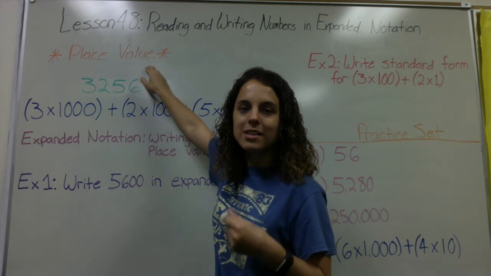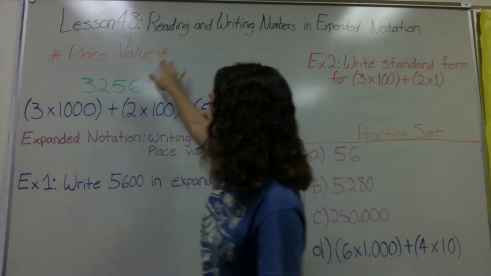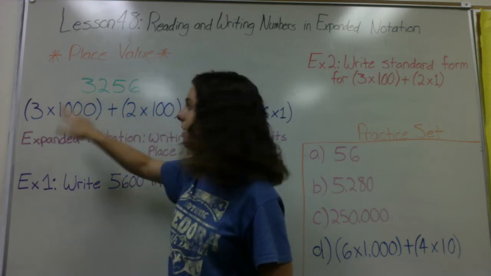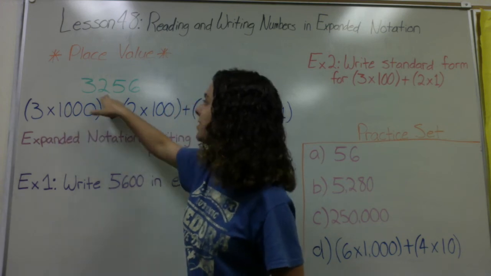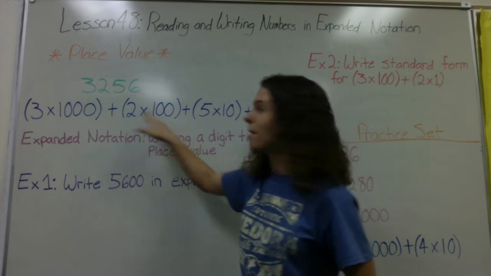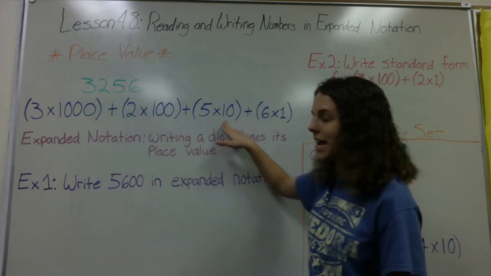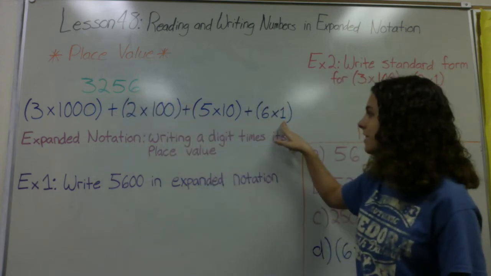Expanded form is, but expanded notation is even more so because we will focus on what place value my 3 is in. Well, my 3 is in the thousands place, so I'm going to do 3 times 1,000. My 2 is in the hundreds place, so I write it as 2 times 100. My 5 is in the tens place, so I write it as 5 times 10. And my 6 is in the ones place, so I write it as 6 times 1.